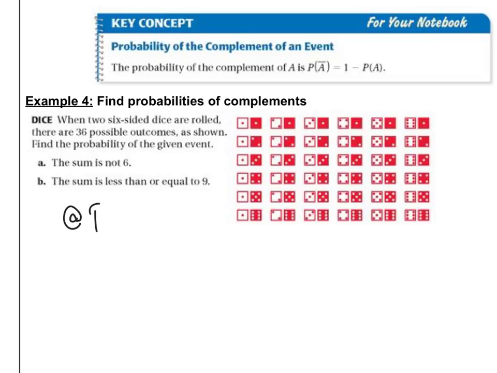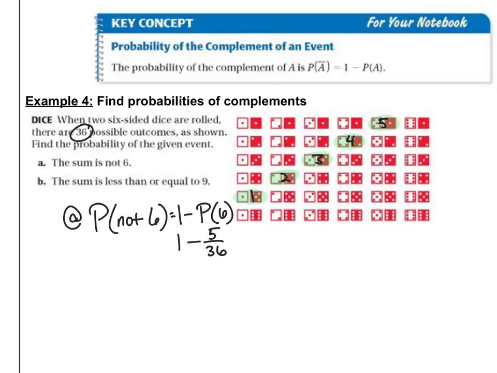Okay? So if we want the sum of not 6, we're going to take 1 minus the probability that the sum is 6. So if we look up here, we find 6s. I'm going to highlight them every time I see them. So here's a 6, there's a 6, there's a 6, there's a 6. That should be all of them. So we already know that there are 36 possible outcomes. 1, 2, 3, 4, 5 of them add to 6. So 5 out of 36.